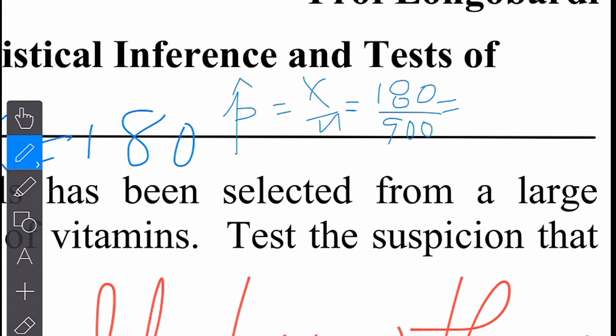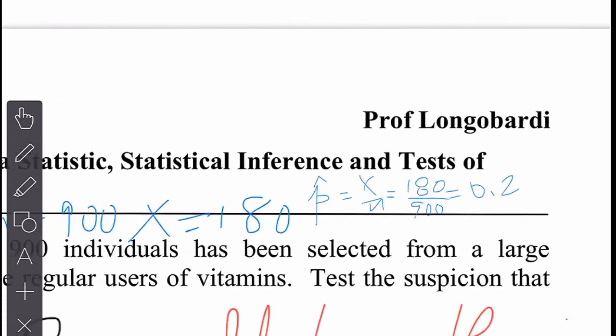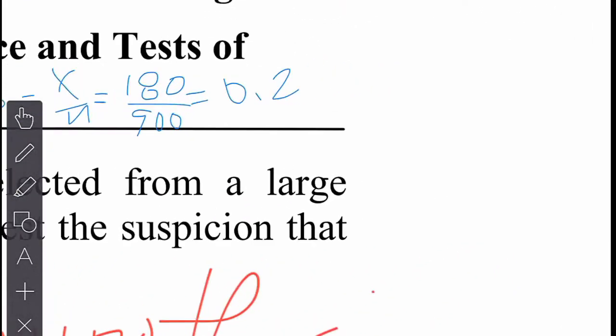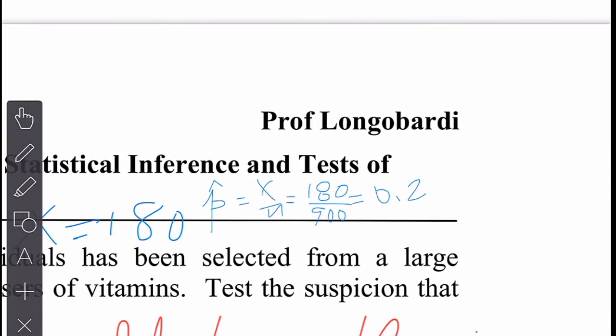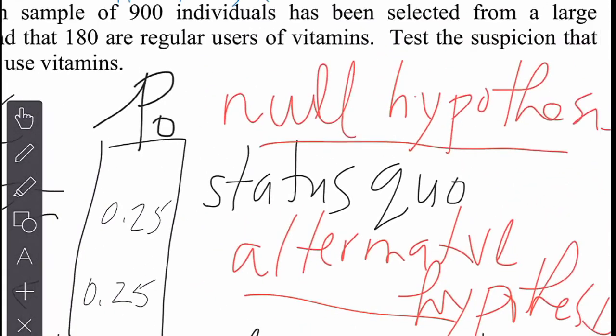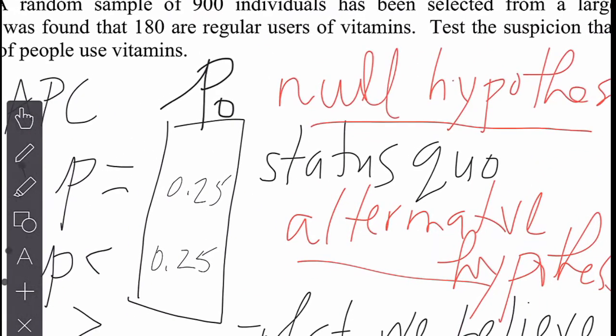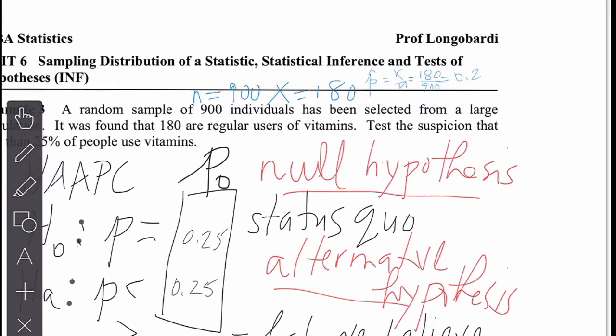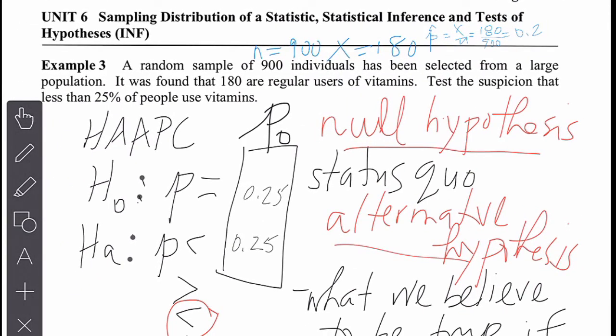You get 0.2. Aha. Okay, so we get 20%. Let's take that in perspective. We got 20%. We were expecting the status quo of 25, but we just got 20. So did we find something lower than 25%? Looks like it, but we have to test it. We have to verify that the 20% is significantly lower.